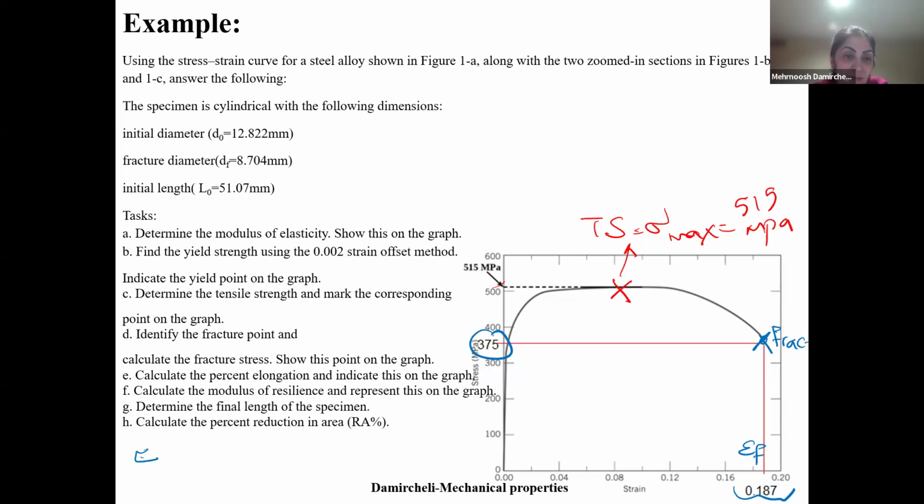E, calculate the percentage elongation and indicate this on the graph. Okay, as you know, elongation EL percent is LF minus L naught over L naught, or epsilon F, yeah? So it should be 18.7% for this problem. At the next part, calculate the modulus of resilience.